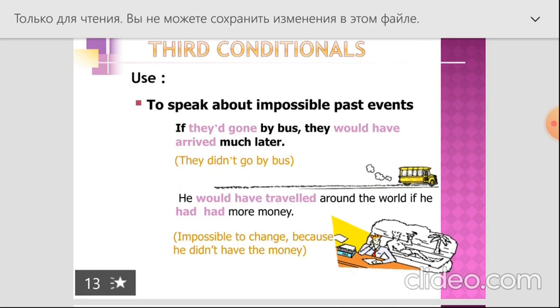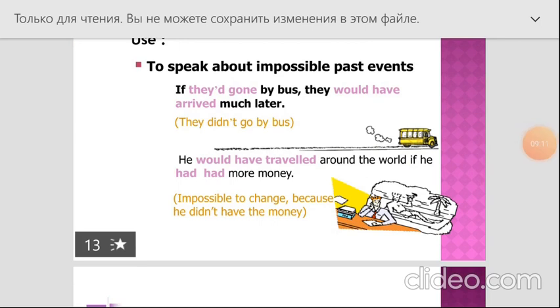If they had gone by bus, they would have arrived much later. It means that they didn't go by bus. Next example: he would have traveled around the world if he had had more money. It means that it is impossible to change because he didn't have the money.